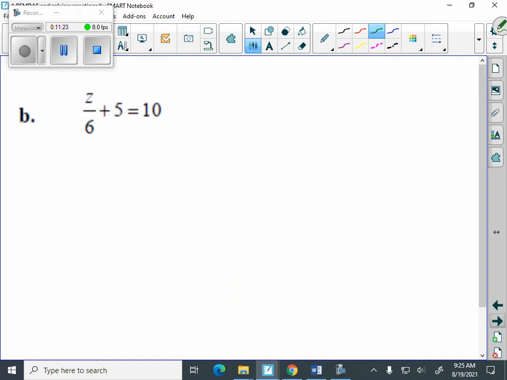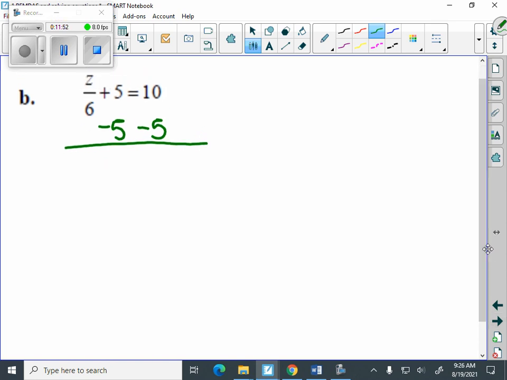Letter B. Again, sometimes students have a little moment of pause because there's a fraction in the problem, but the process is still the same. We want to undo. So over here to the left of the equals, we have plus 5. We're going to try to get the variable by itself, so we're going to move that 5 by undoing plus 5 by subtracting 5 from both sides.